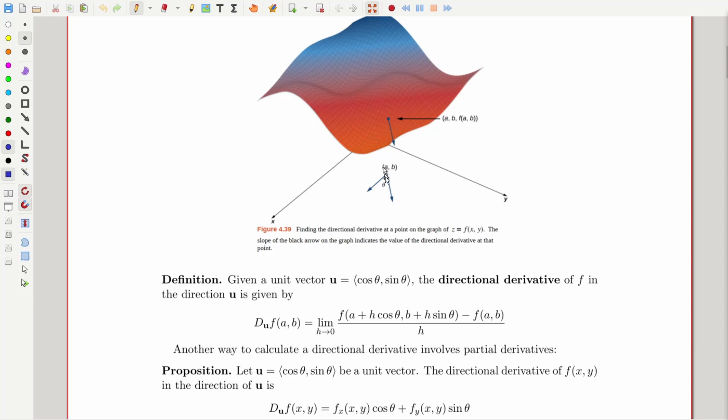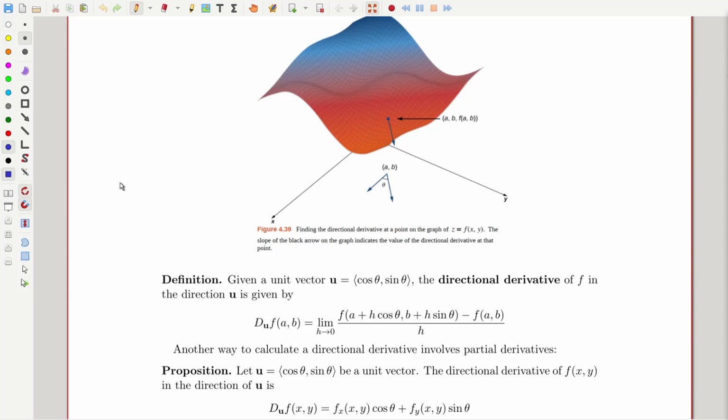So the derivative at this point is defined to be this difference quotient. You can see that it looks quite like a difference quotient. You have f after you've traveled by a step h, minus f of where you start, all over h.